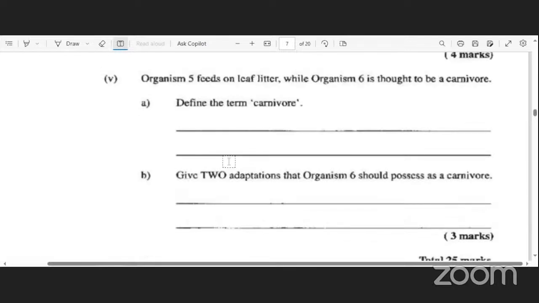All right, moving on to the next question. Organism 5 feeds on leaf litter, while organism 6 is thought to be a carnivore. Define the term carnivore. What is a carnivore? Remember, knowledge, wisdom, and understanding. These organisms, they are herbivores. So millipedes are mostly herbivores. So you can't catch them with a piece of meat. You'd have to do that with the centipede. So define the term carnivore. What is a carnivore?